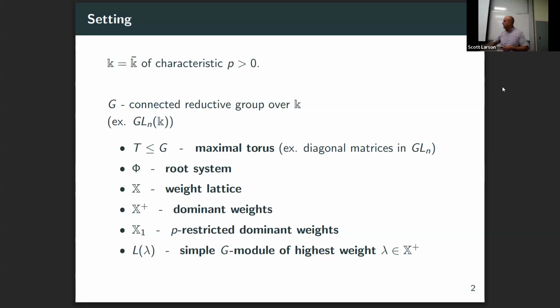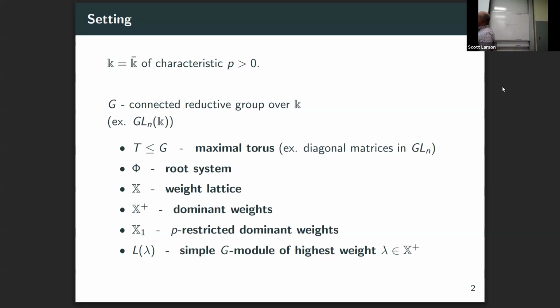All right, so a couple of things to get out of the way. Phi will be the root system for our group with respect to this torus. The weight lattice X parameterizes the simple T modules. Inside there is the set of dominant weights. These parameterize our simple G modules. The same set parameterizes them in any characteristic for a given root datum for the connected reductive group. In characteristic P, we're interested in the set of P restricted dominant weights. Roughly speaking, the coefficients have to be non-negative, but less than or equal to P minus 1. And then L of lambda will denote the simple G module of highest weight lambda.